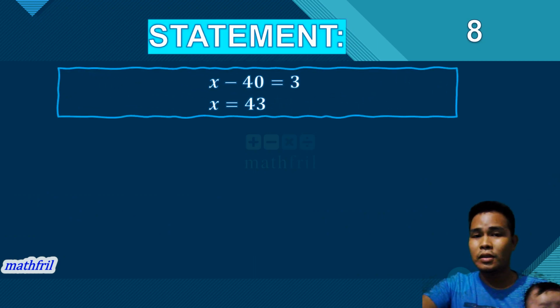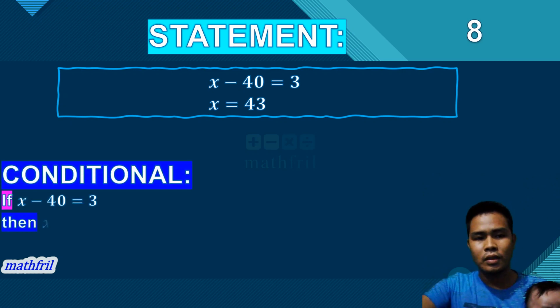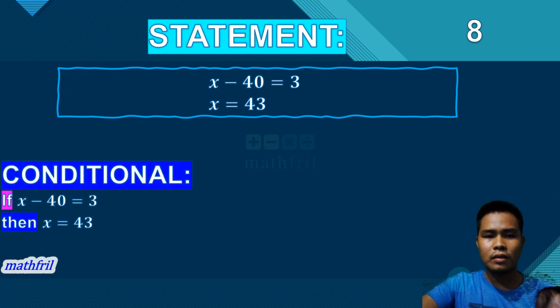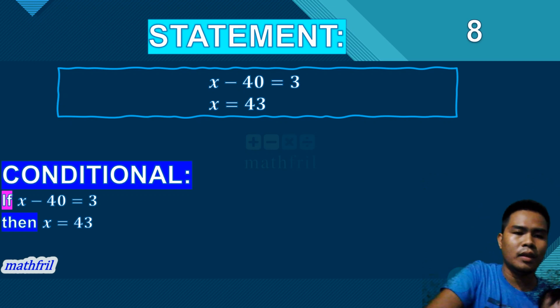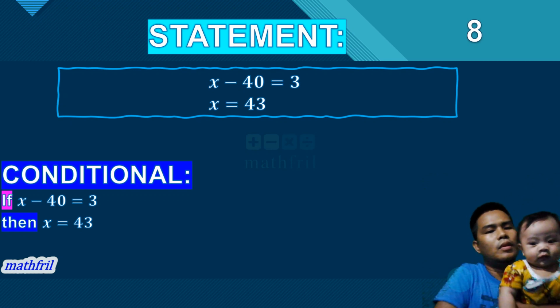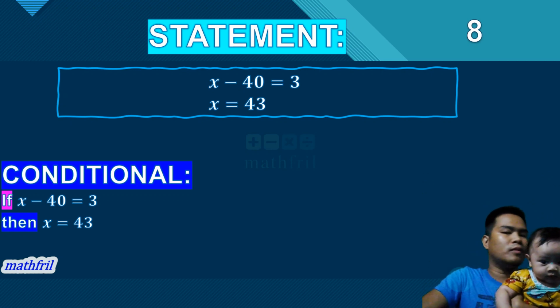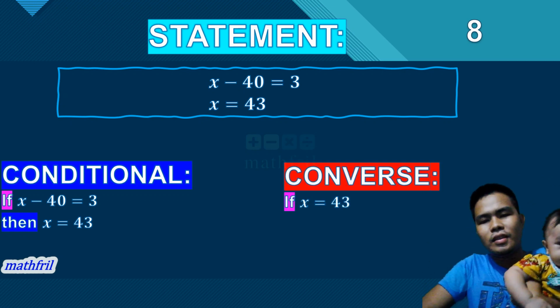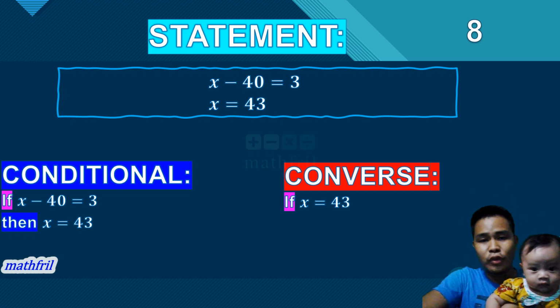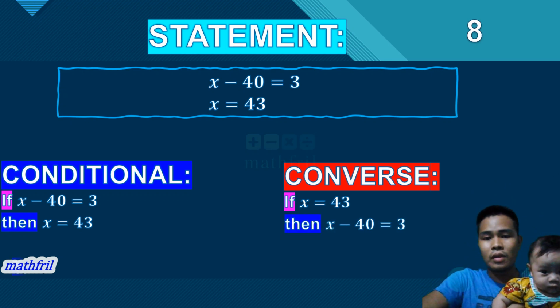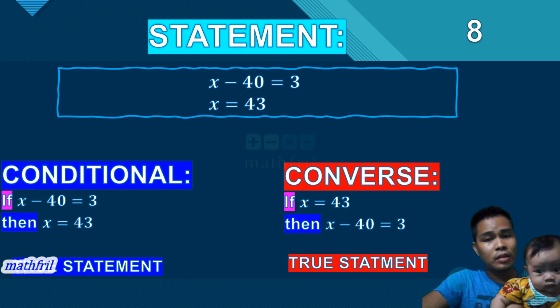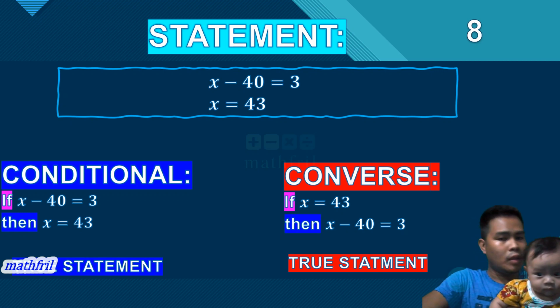x minus 40 equals 3. x equals 43. So this is how we use that. We use the given statement into conditionals. Converse is, if x is 43, then x minus 40 equals 3. So as you can see, this is not always true, because x could be any number in any situation.